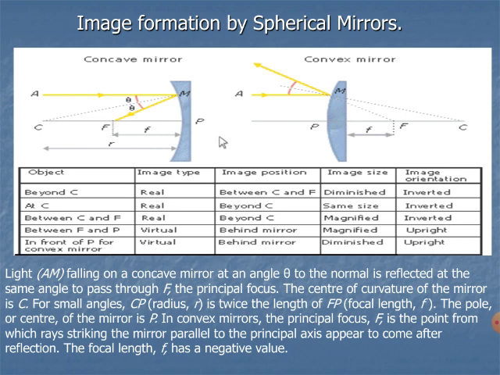Got it? And in front of the pole for convex mirror, this will be done later on, okay, in the next class, not now. Let's see for these different formations of the image, how these images are formed by ray diagram. So let's see in the next slide.